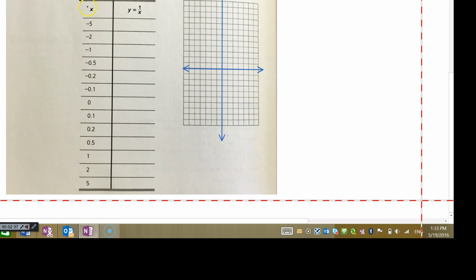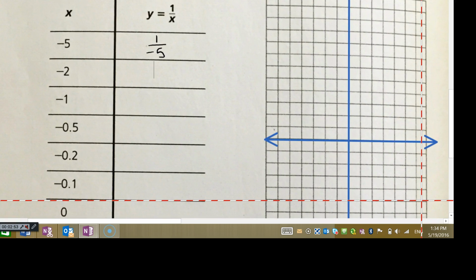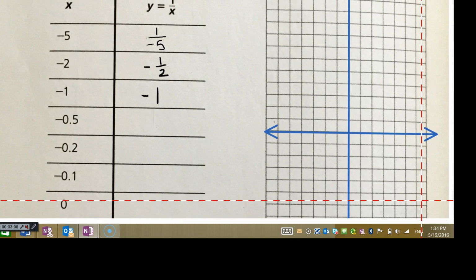So if I say x is negative 5, I'm going to say y is, we're going to use the function 1 over x. So y equals 1 over negative 5. I'll zoom in just a little bit. This one right here, if x equals 2, y equals negative 1 half. If x equals negative 1, y equals negative 1. Now here's the tricky bit that gives us a little bit of pause for thought. 1 over negative 0.5. Think about it.